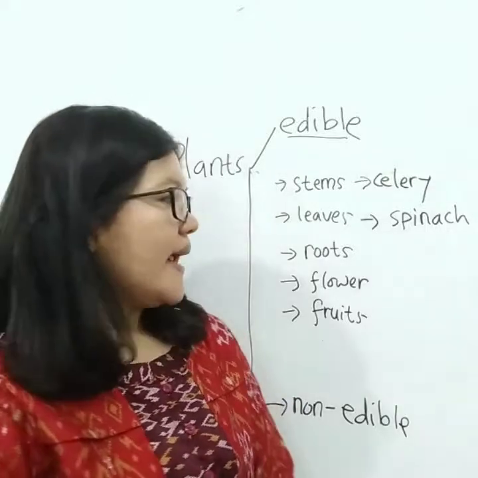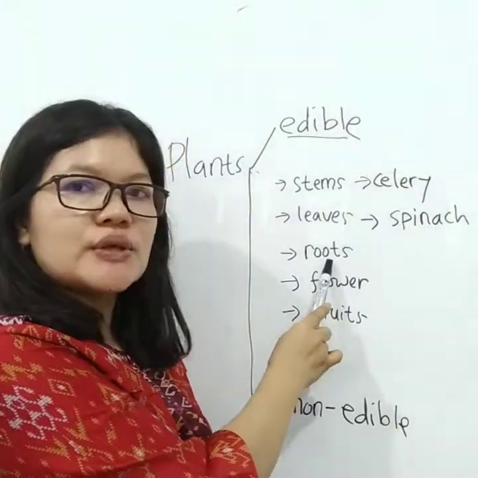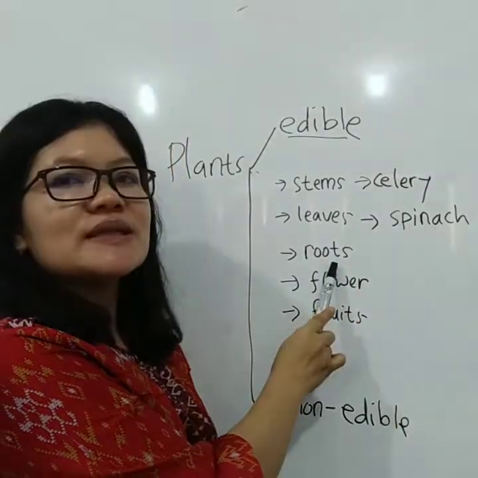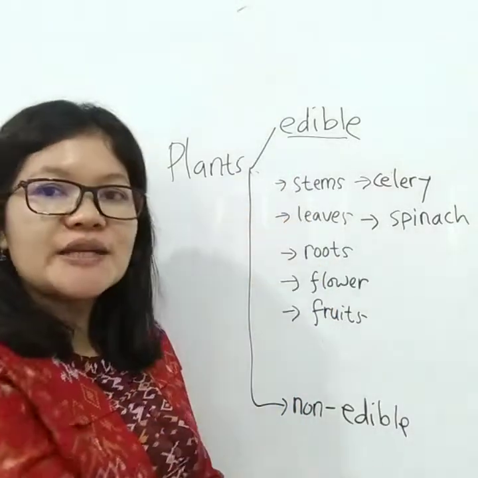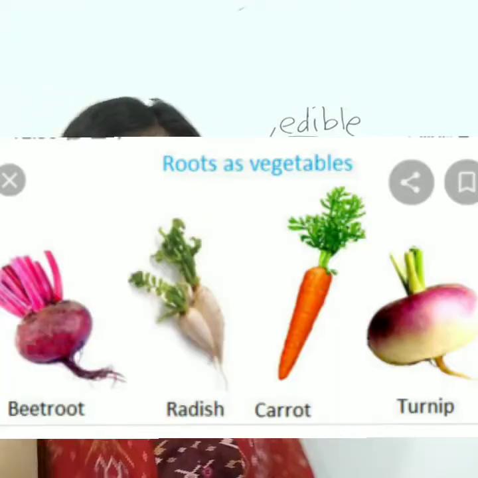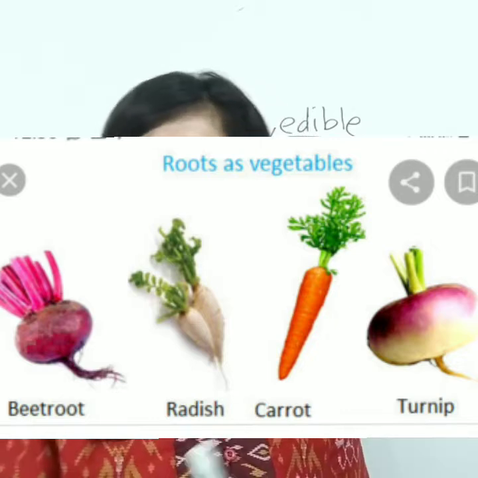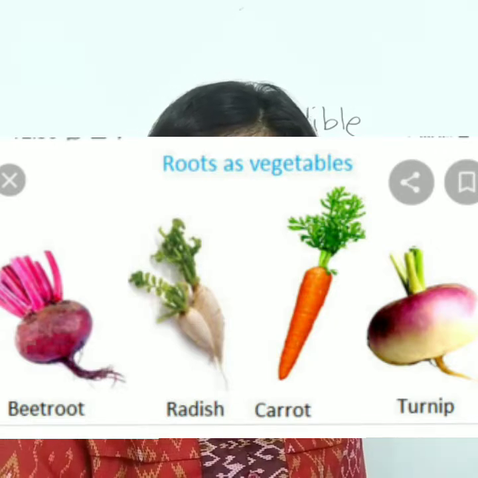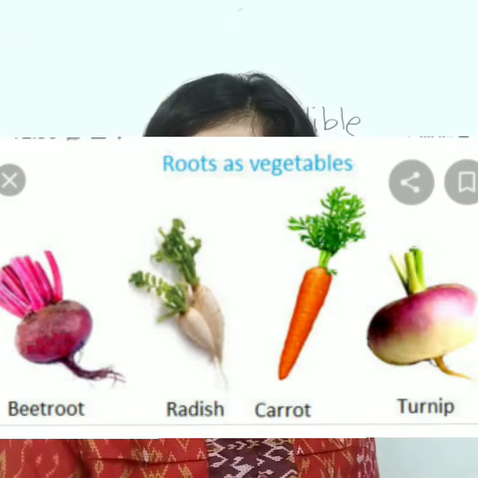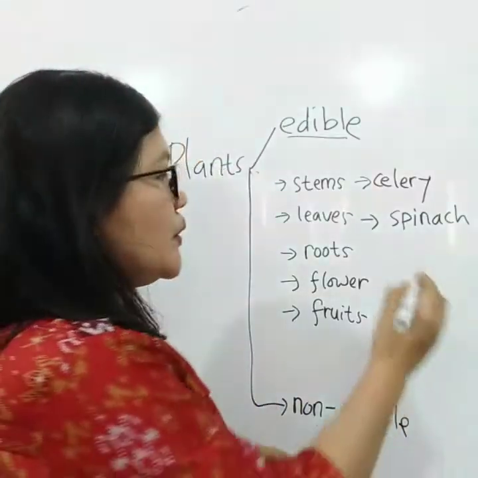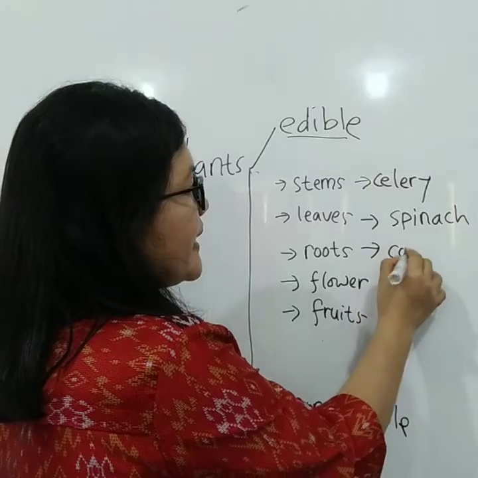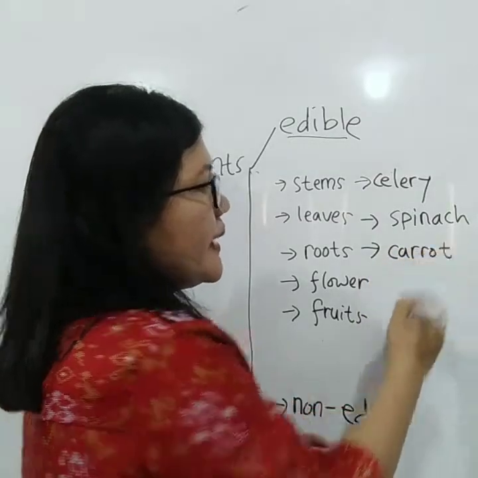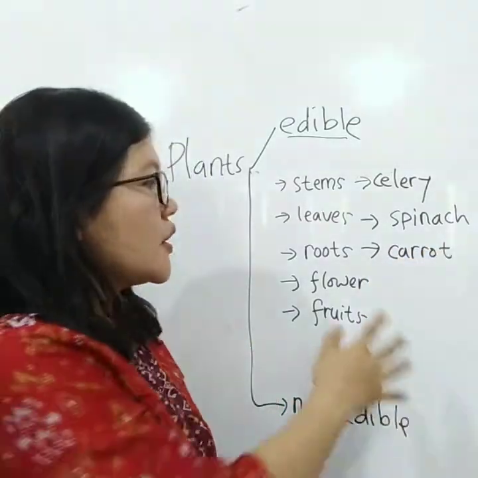Now next we are going to roots. What kind of roots of the plants are edible, or can we eat? Anybody knows? Very good. For example, carrot, beetroot, radish, turnip, sweet potato, and many more. For example, like carrot. I think some of you have also eaten it before.